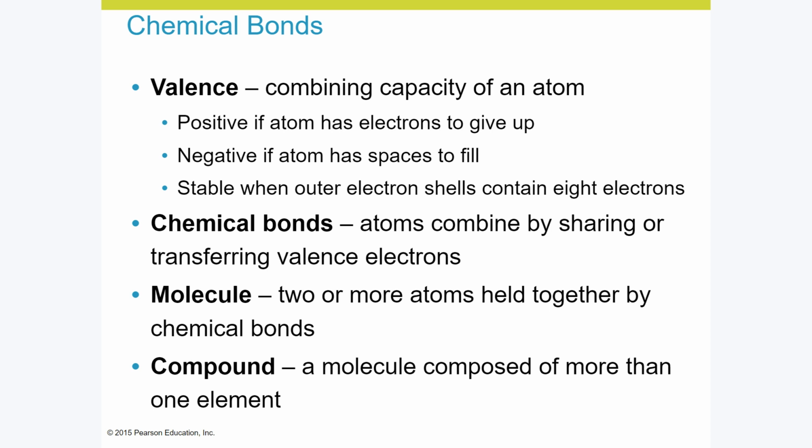And how are they going to do this? They're going to form chemical bonds. So atoms combine together by sharing or transferring valence electrons to fill that outer shell. A molecule is when 2 or more atoms are held together by a chemical bond. So this would be sodium chloride, the salt, that's a molecule.